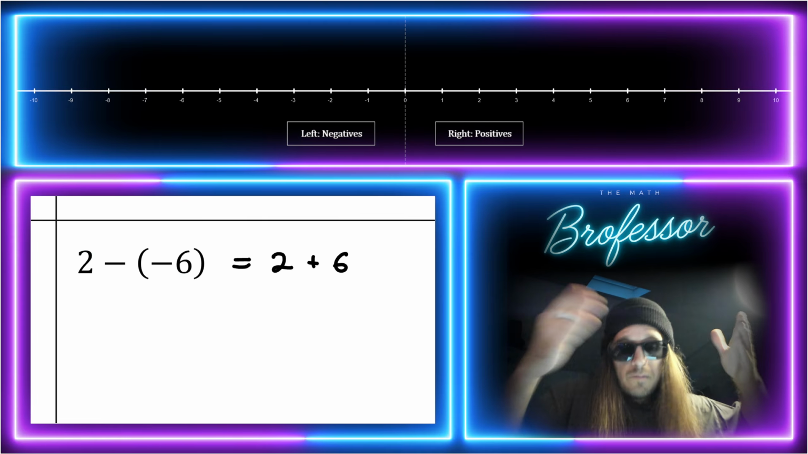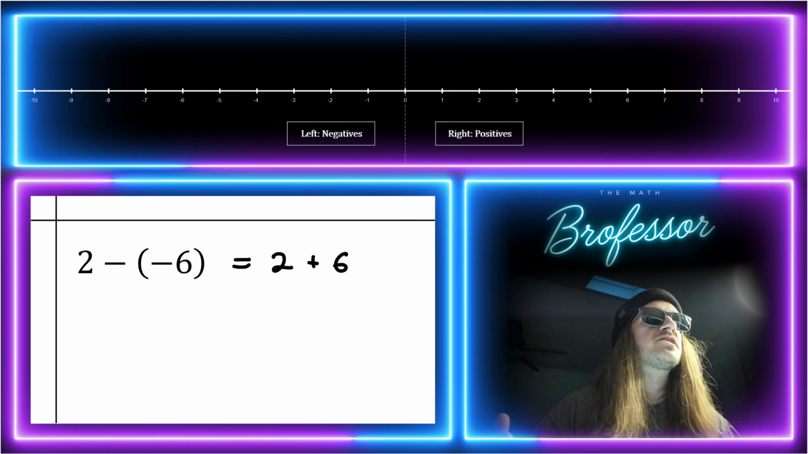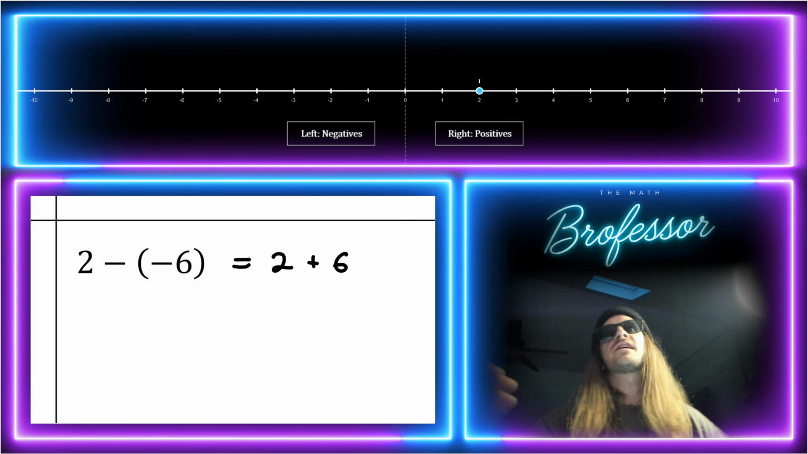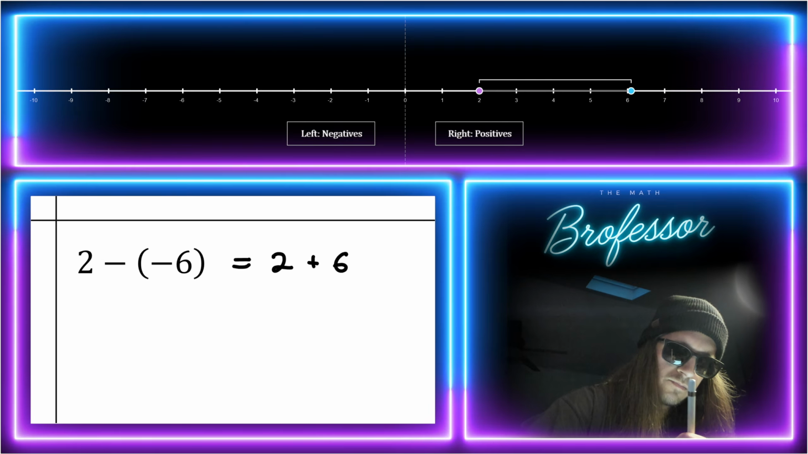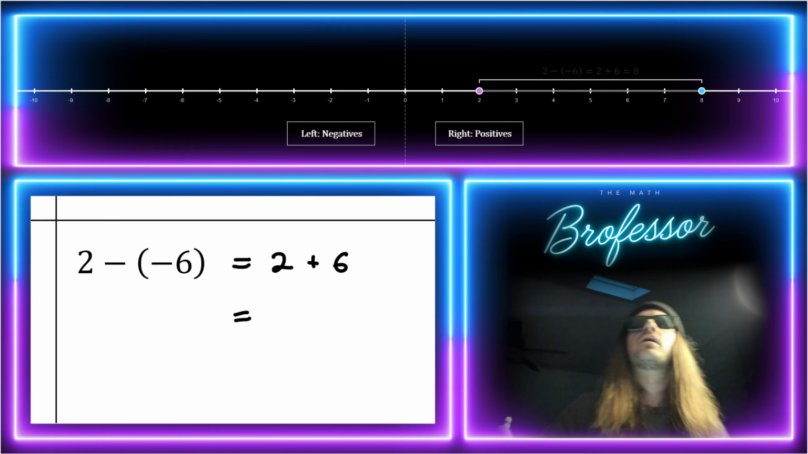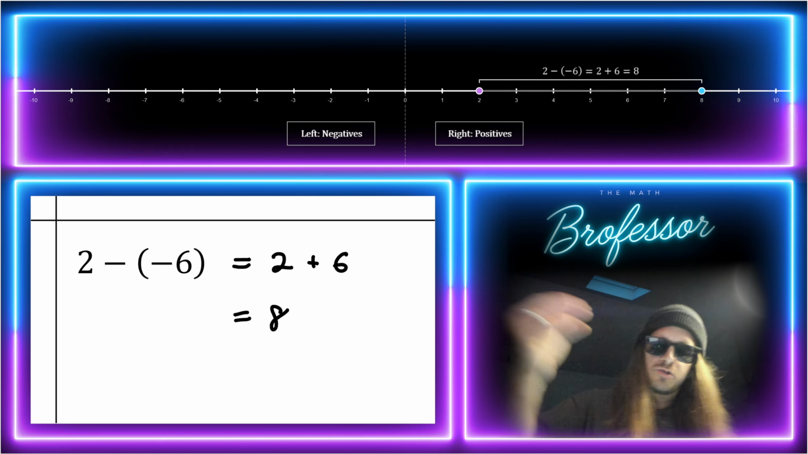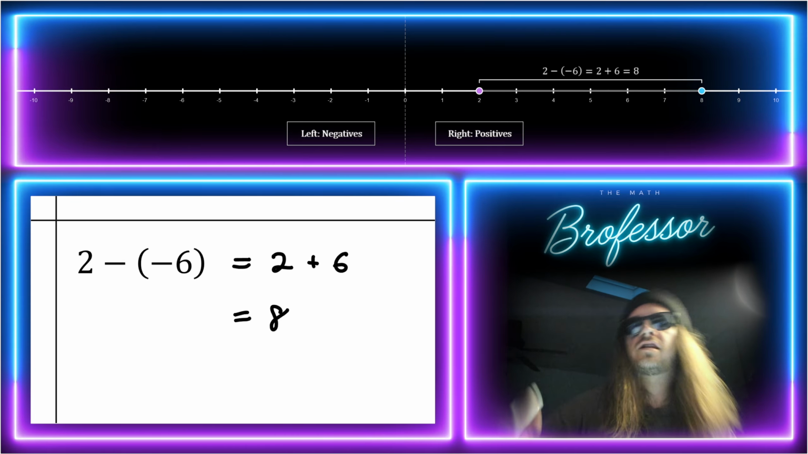2 plus 6. So 2 minus negative 6 is really 2 plus 6, meaning we start at 2 and move 6 units to the right, right? You already know what that is. Lands us on 8. So 2 minus negative 6 is positive 8.